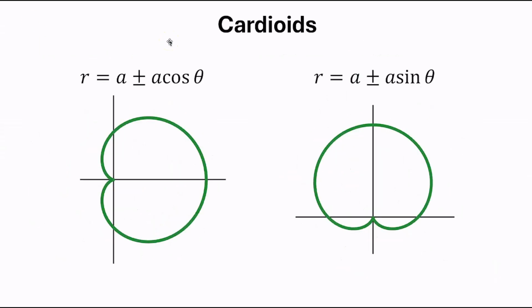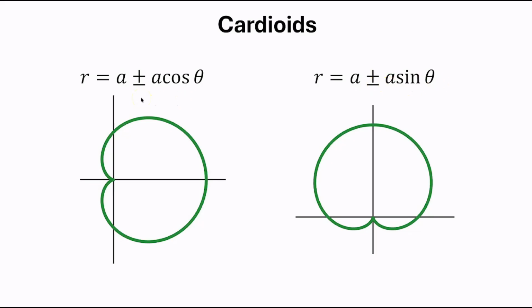Now let's look at some other polar graphs. This one is called a cardioid. And what it looks like is kind of a heart shape. This one's on its side and this one's upside down. So hopefully you can see the connection to cardiothoracic surgery, heart surgery, cardioid shaped like a heart. And the equation looks like either r equals a plus or minus a cosine theta and r equals a plus or minus a sine theta.